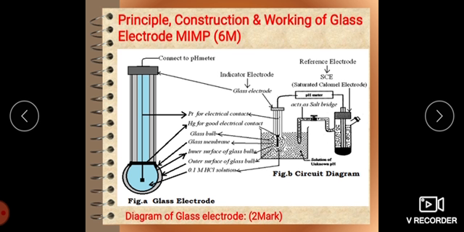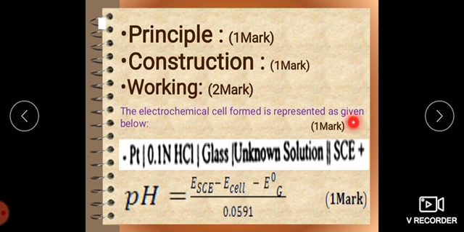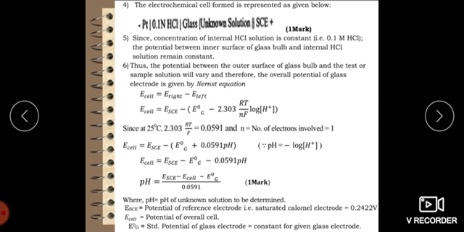But by dipping two electrodes we can form one cell, we can get a cell like this. Means like this actually.